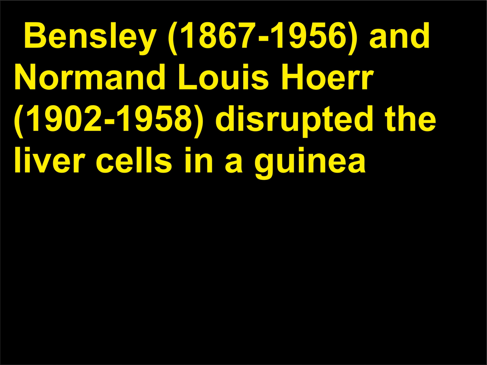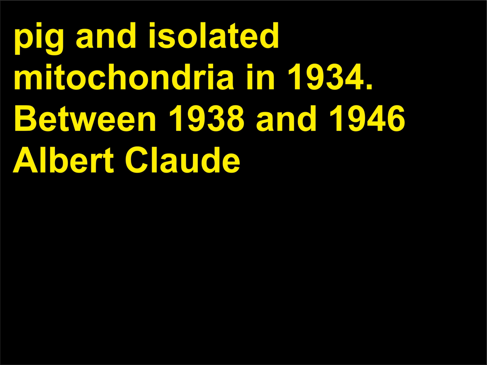Robert R. Bensley, 1867–1956, and Norman Lewis Hoare, 1902–1958, disrupted the liver cells in a guinea pig and isolated mitochondria in 1934.